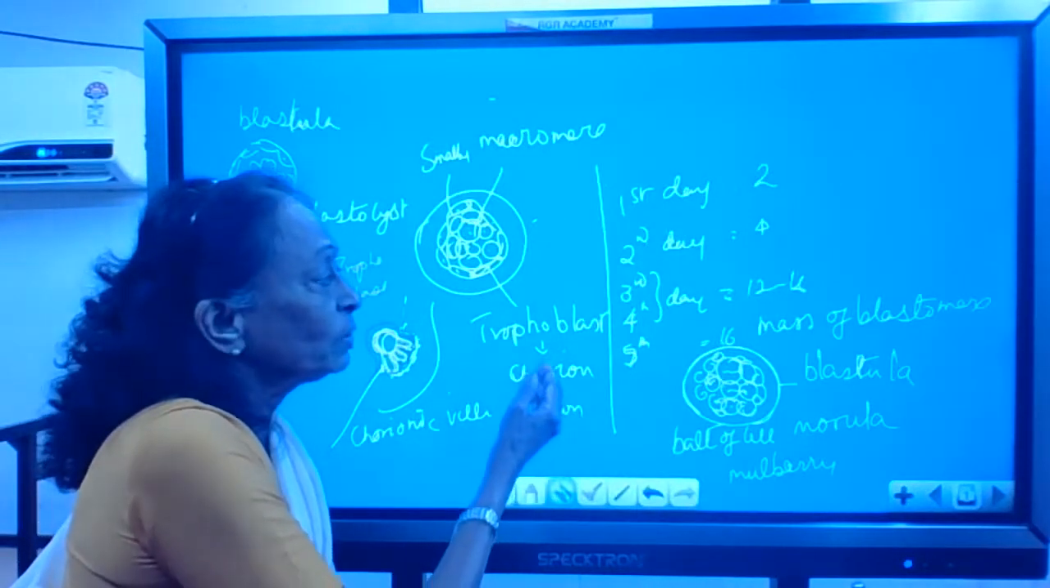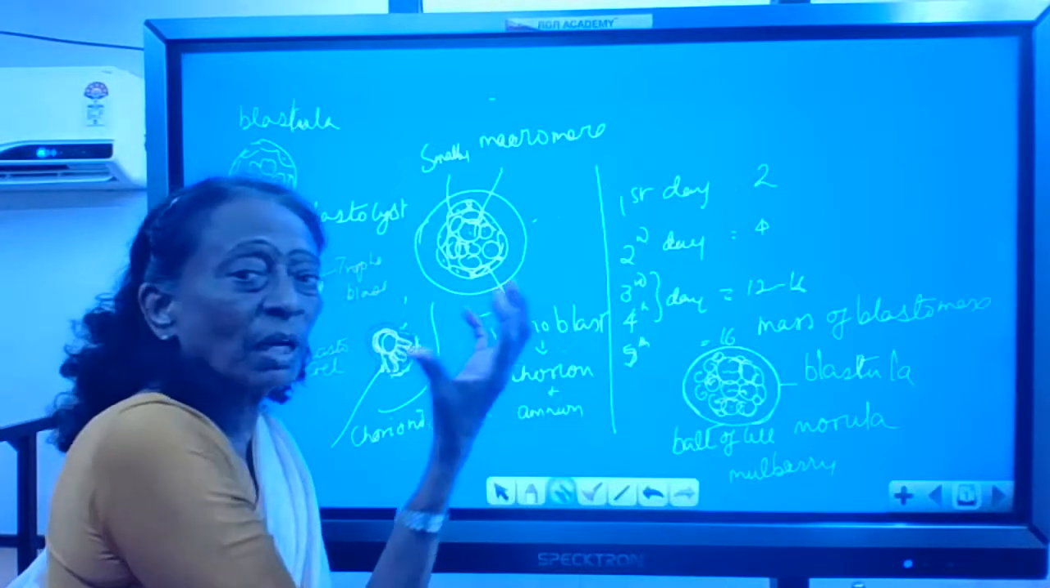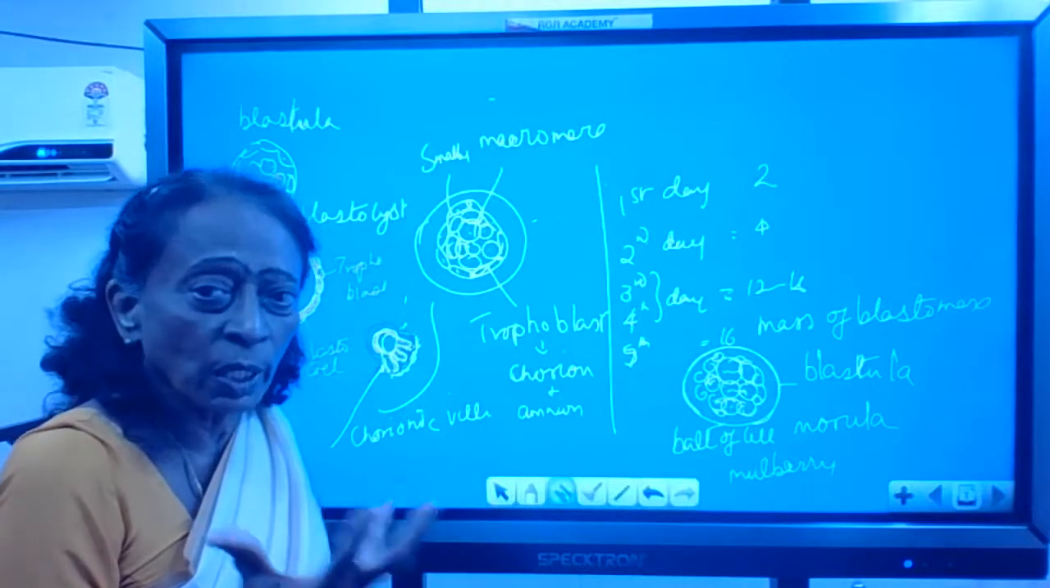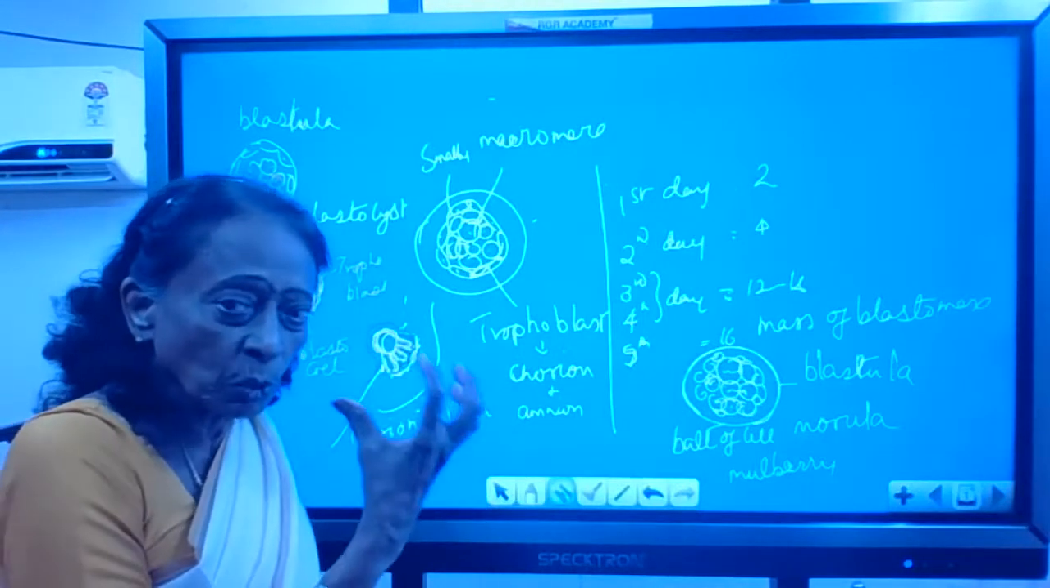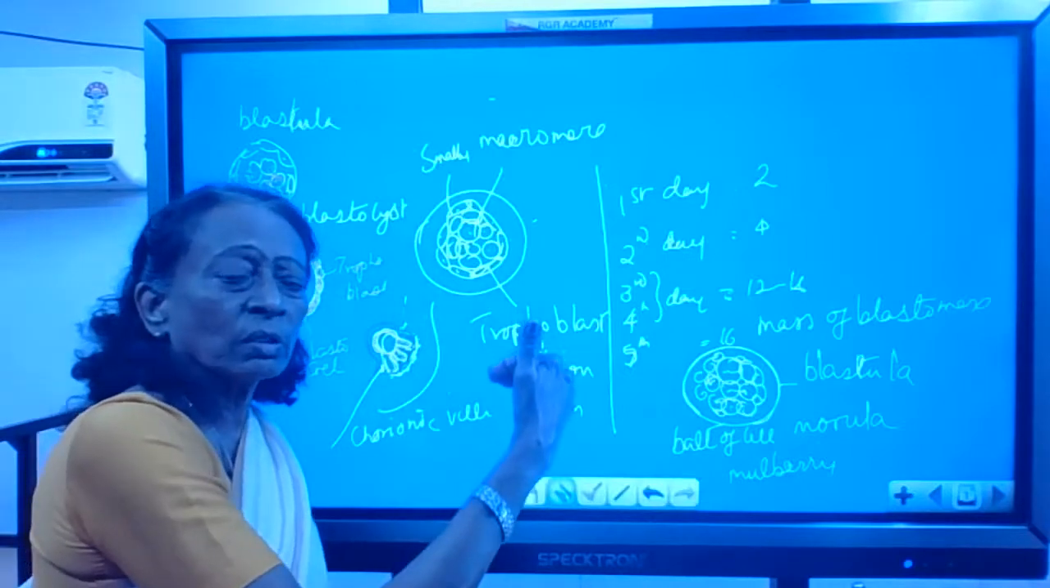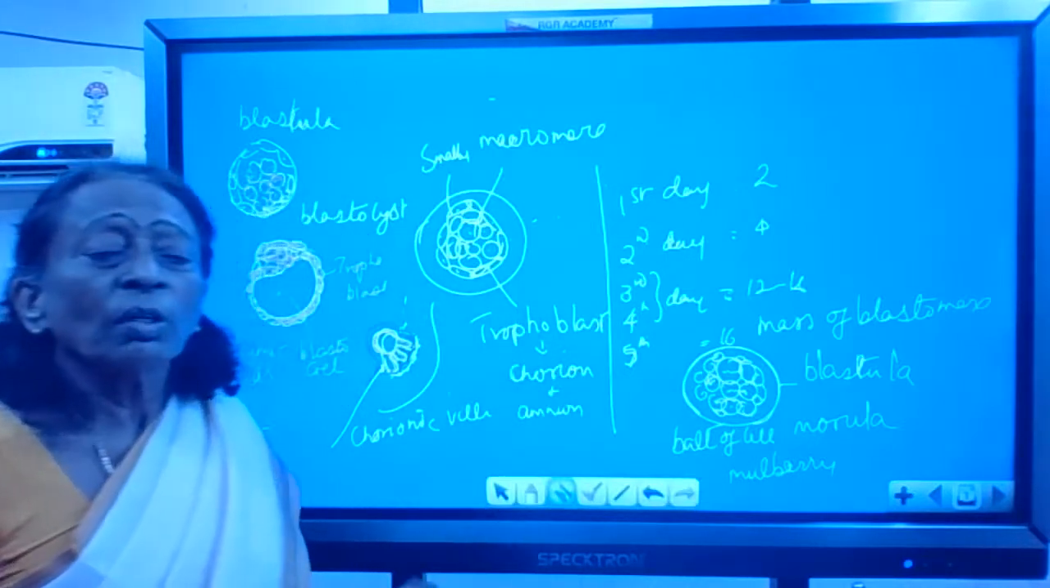Then by the 3rd or 4th day, it will be 12 cells. By about the 4th to 5th day, it will become a mass of cells, 16 to 32 cells. Now, this is called morula. By the time it becomes a morula, it has come to the end of the oviduct, which is at the uterine wall.